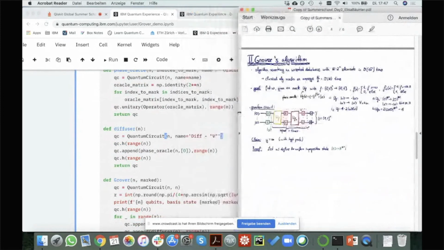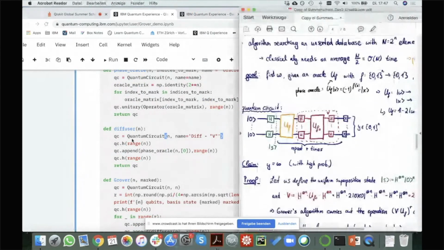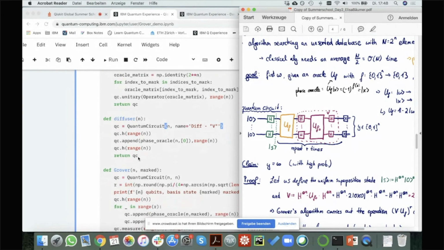The V matrix consists of first applying Hadamard gates. So we apply Hadamard gates to all n qubits. Then we apply the phase oracle. But the phase oracle now is basically the oracle which takes as marked element just the 0 element. So the element 0 that I'm giving it is the element 0000 on all n qubits, which is exactly the one that is marked in our second oracle. So we apply the oracle on the 0 state, and then we apply, again, Hadamard gates on all n qubits. And we return that quantum circuit.